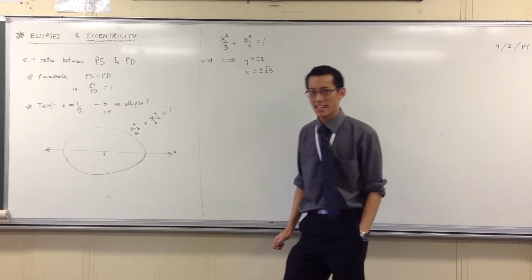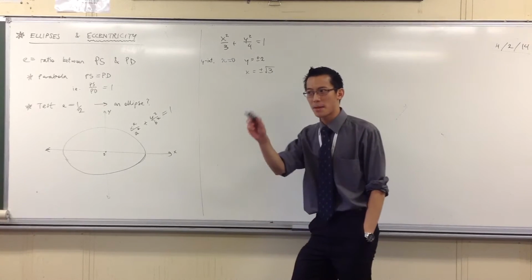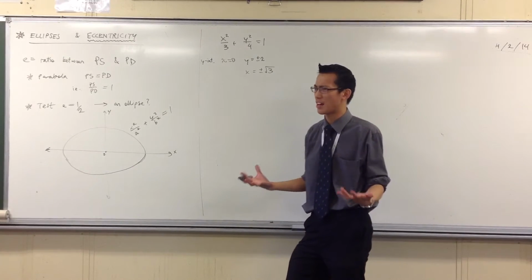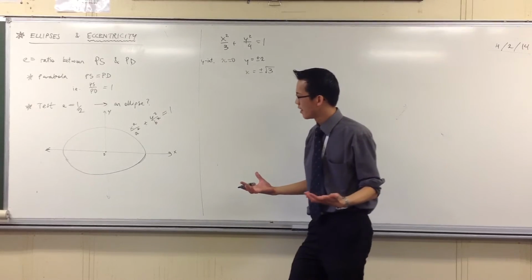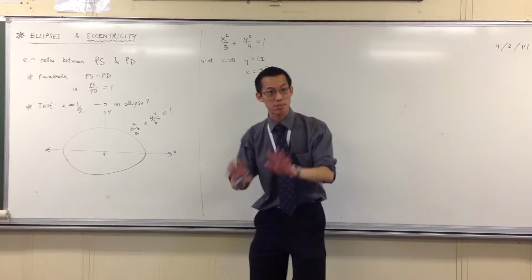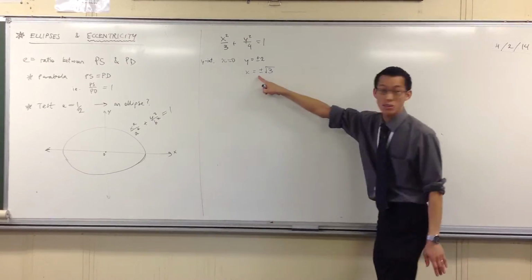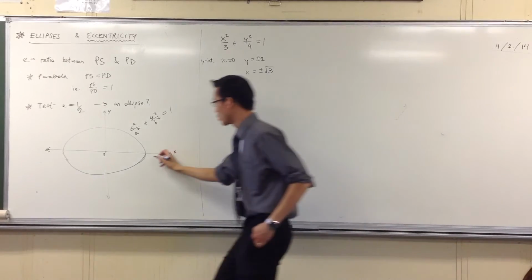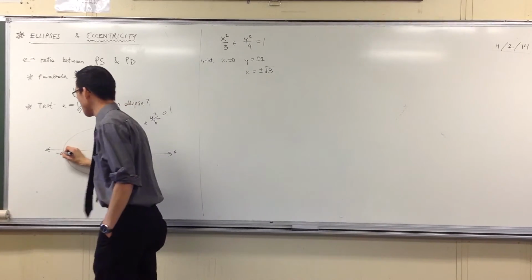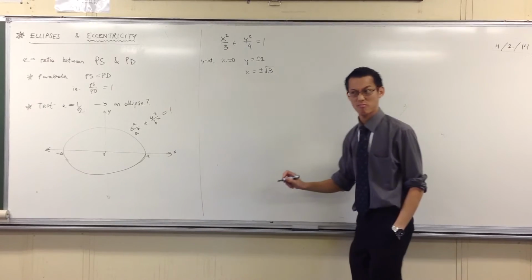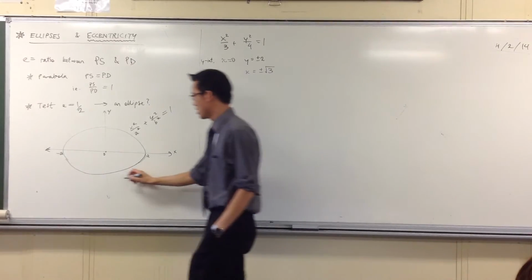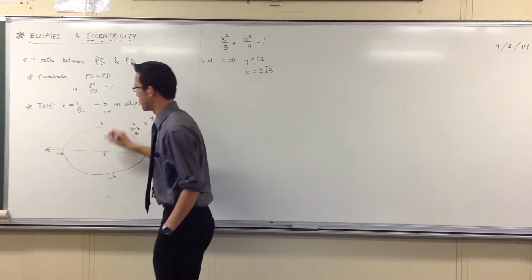Be careful. It sometimes does refer to focal length, but that's with the parabola, isn't it? Plus or minus A refers to your x-intercepts, right? So there ought to be A over here and minus A over here. Did you catch it? Okay. In the same way, you're going to have minus B and B.